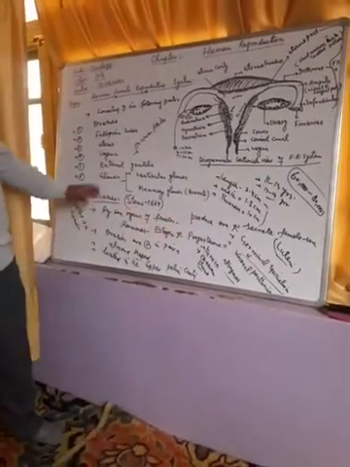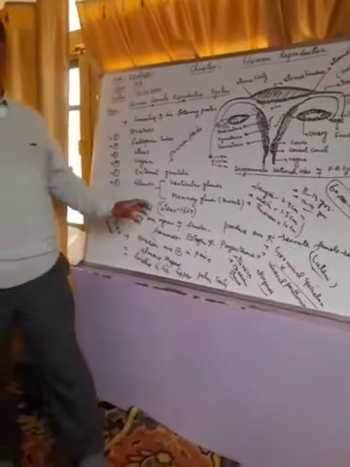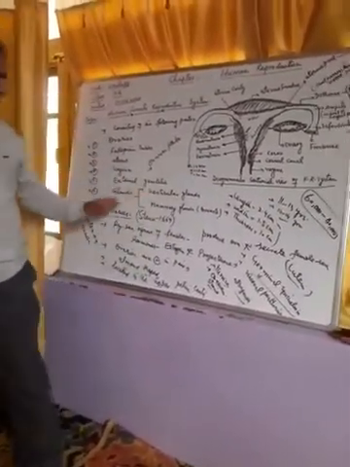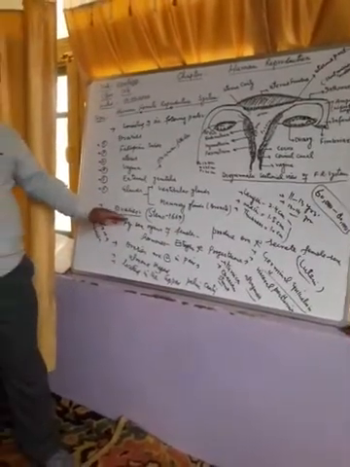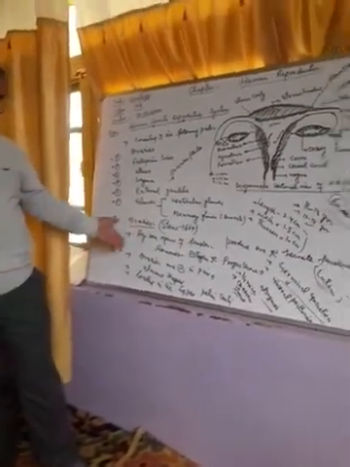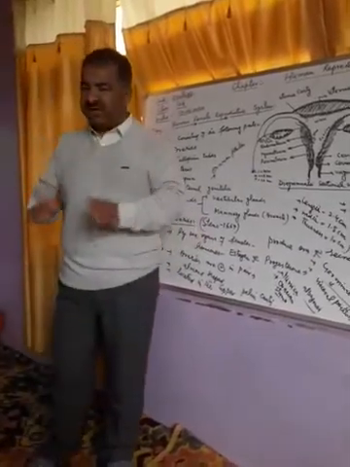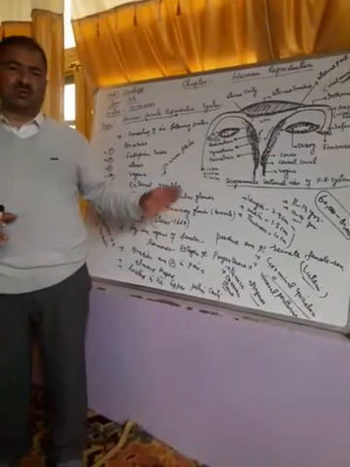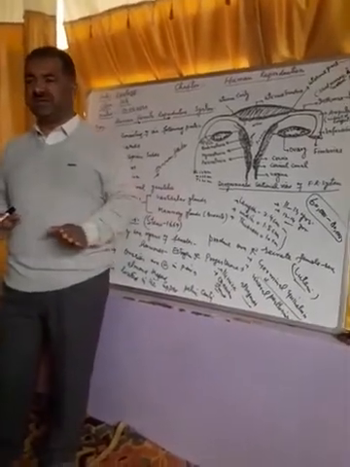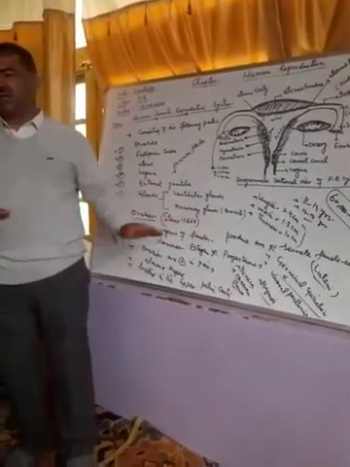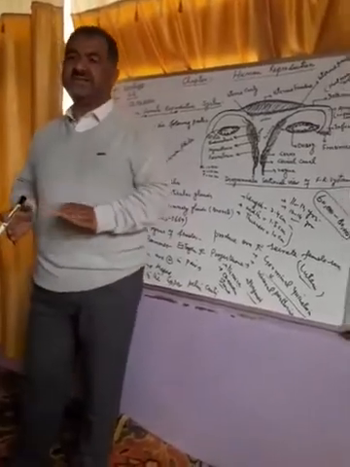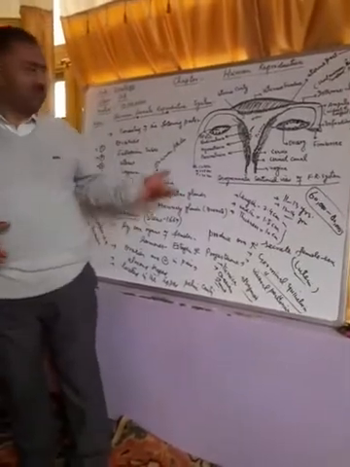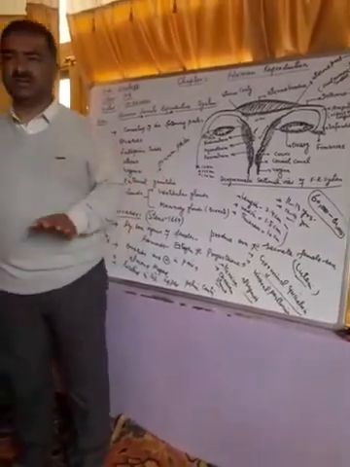So this was about the ovaries. In a nutshell, what are the functions of the ovaries? They are the primary sex organs. As I said in the introduction of this chapter, the functions of the ovaries are the production of ova, and also the secretion of female sex hormones. This is about the ovaries.